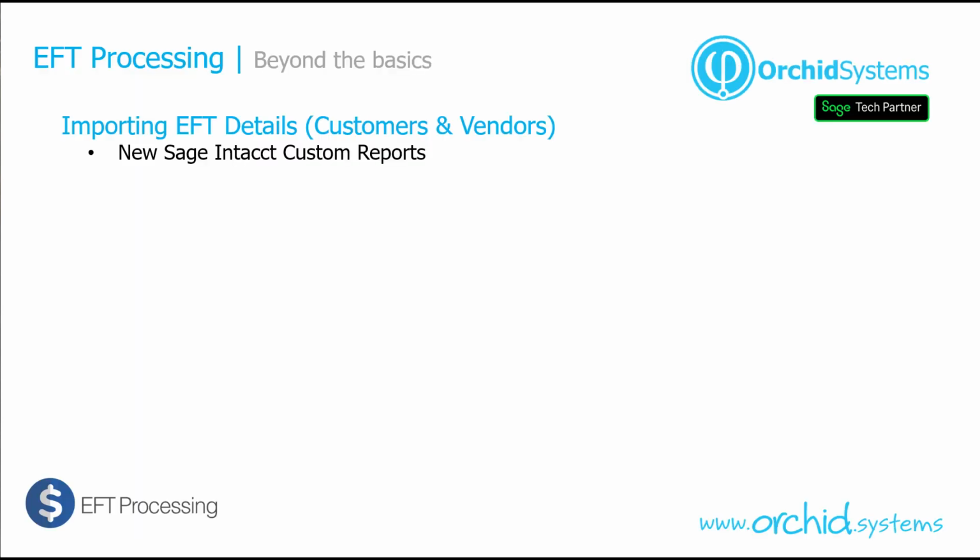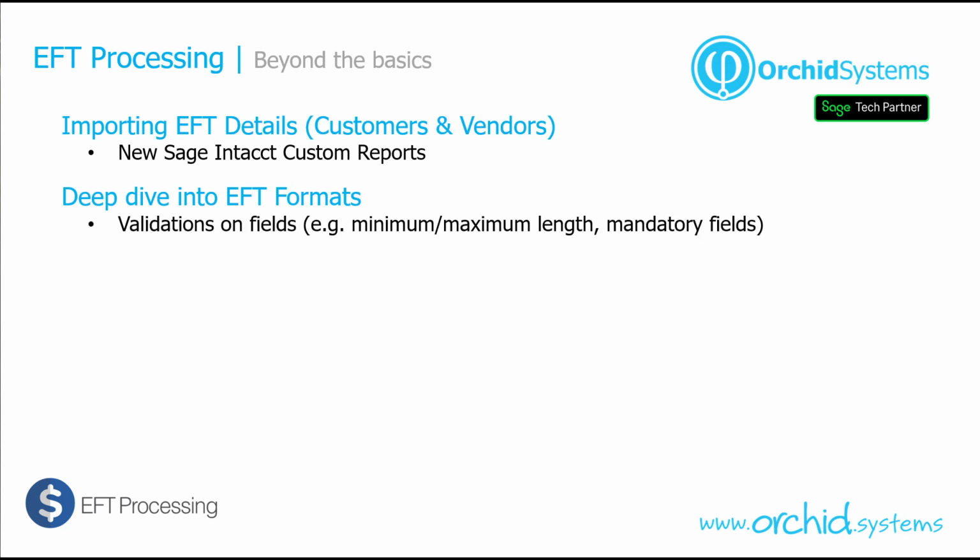The first topic I'm going to run through is importing EFT details for customers and vendors. We have new Sage Intacct custom reports, which allow you to import and export customer and vendor EFT details. We're also going to take a deep dive into the EFT formats, into the new validations you can do on fields, for example, the minimum and maximum length of fields, which fields are mandatory, but also how to create drop-down fields. For example, if the users need to enter BNE for the beneficiary paying the costs, or SHA for the shared costs, or OUR for another cost-bearing payment method.